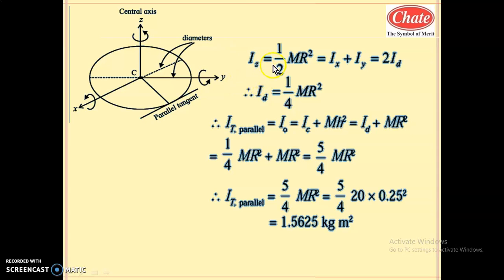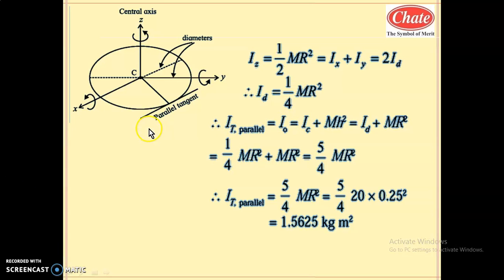So here Iz is mr square by 2, that is half mr square. Ix plus Iy: Ix is Id, Iy is also Id. That gives Ix plus Iy is 2Id. Hence, what is Id? Id equals Iz by 2, because Iz equals Ix plus Iy and Ix plus Iy equals 2Id, whereas Iz value is mr square by 2. Hence Id will be mr square by 2 by 2, that is mr square by 4. This is the moment of inertia about the diameter.